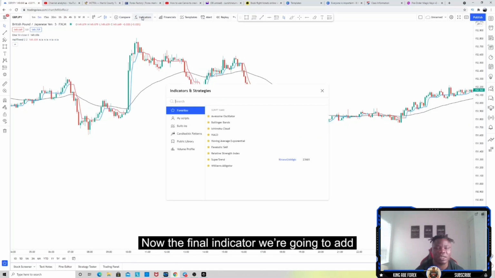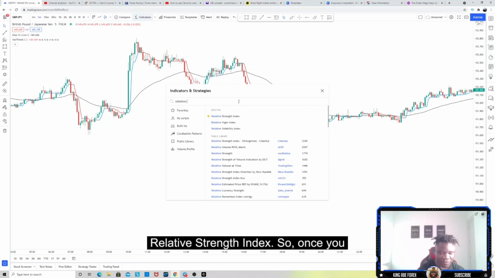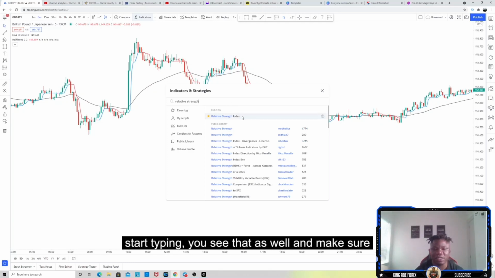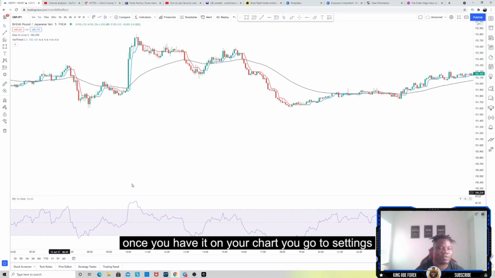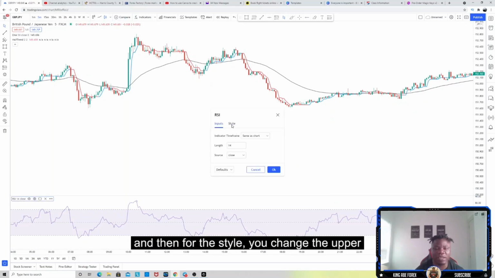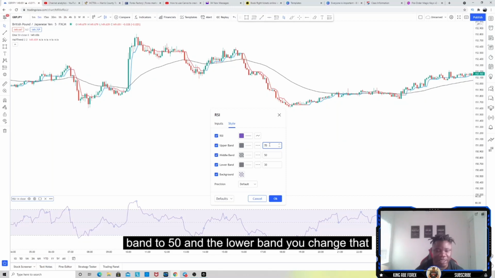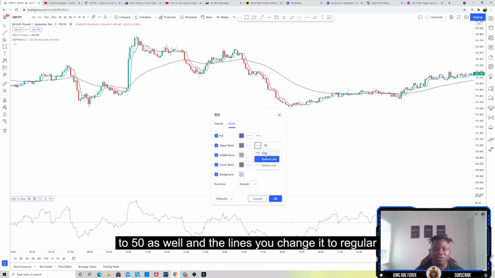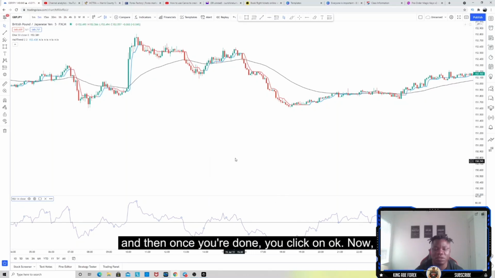The final indicator we're going to add is the RSI. Search for relative strength index. Once you start typing, you'll see it, and make sure you add it as one of your favorites as well. Once you have it on your chart, go to settings, and for the style you change the upper band to 50 and the lower band to 50 as well, and change the lines to regular lines, just the upper band and the lower band. Then click OK.